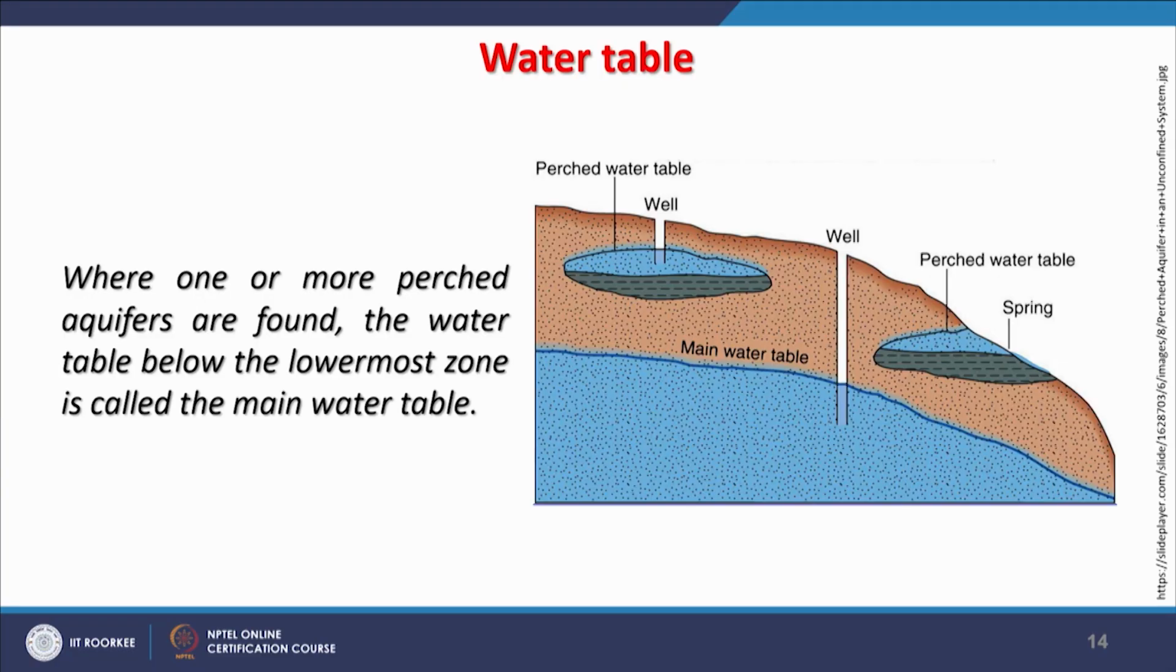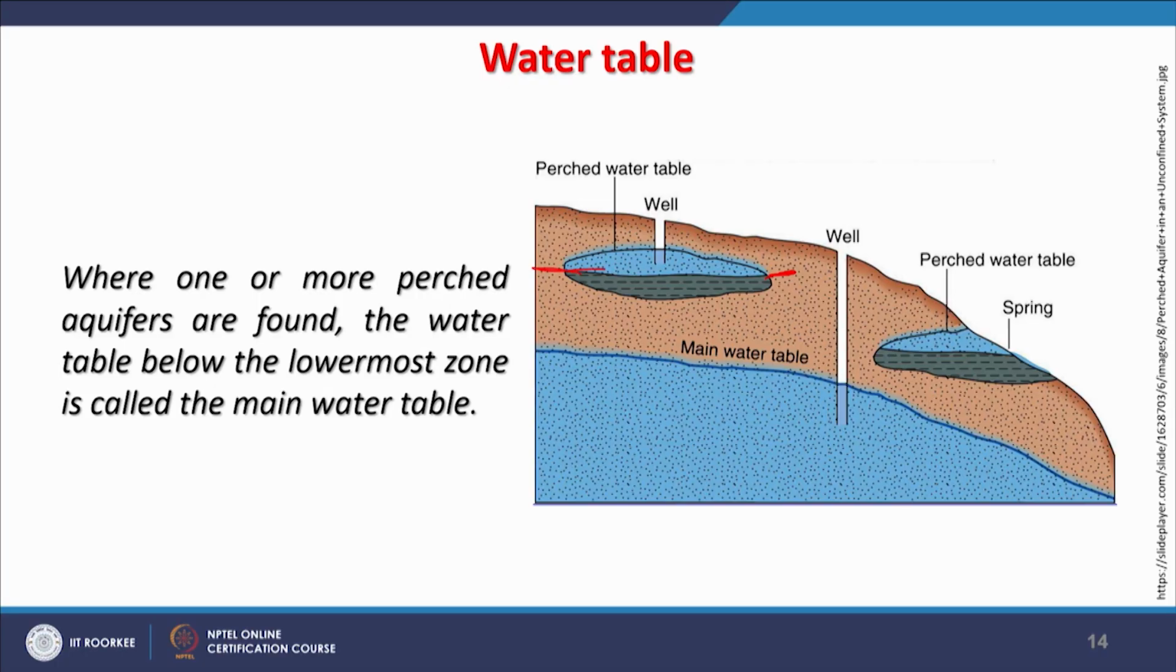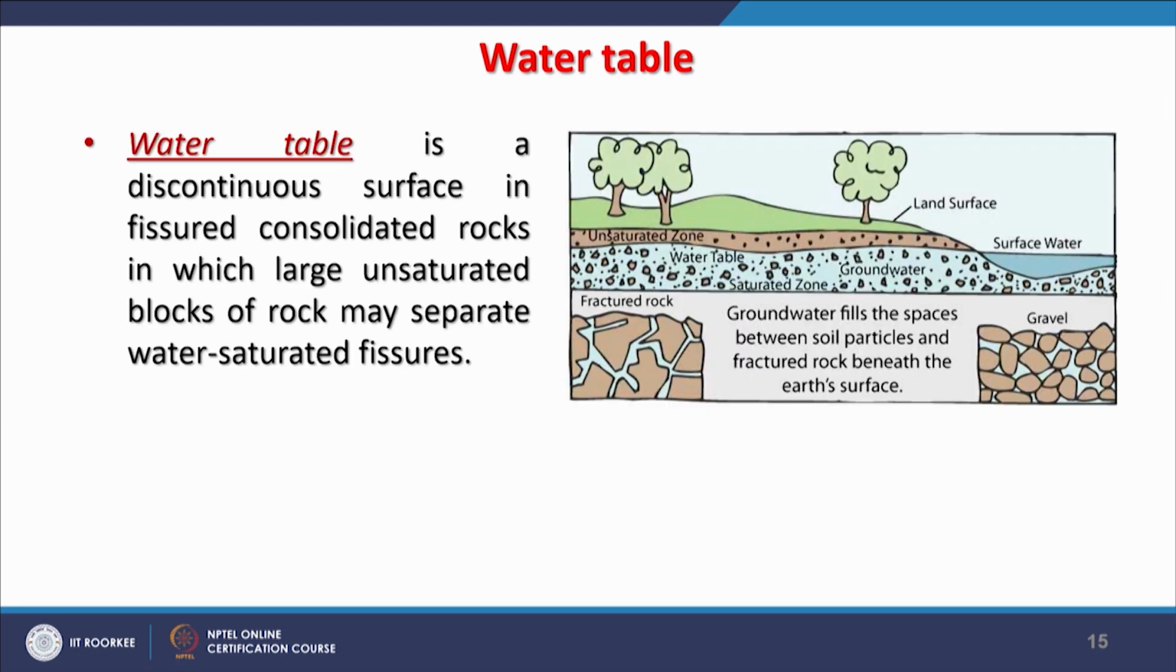So, where one or more perched aquifers are found, the water table below, in the lowermost zone, is called the main water table. The water tables which are in the perched zone will not be called truly a water table, only this will be called the groundwater table. Further, the groundwater is discontinuous. This I have been emphasizing, keep emphasizing.